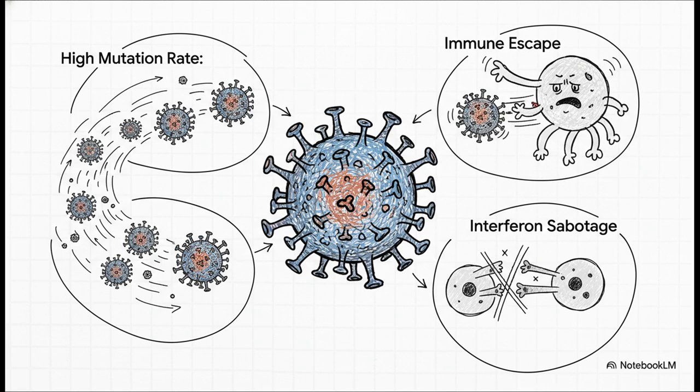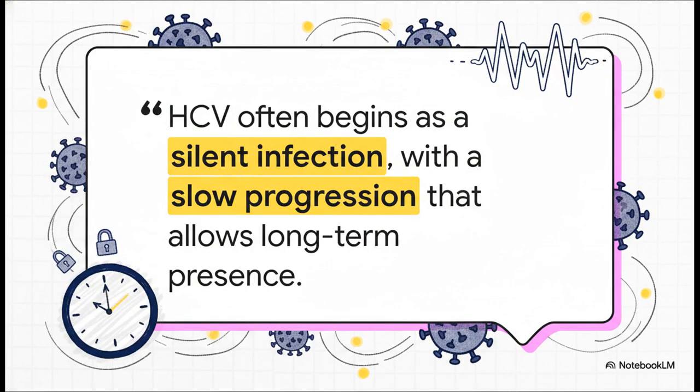With so many slightly different versions of itself running around inside one person, the virus becomes a constantly moving target that the immune system just can't pin down. And on top of that, it actively sabotages the body's alarm system by messing with our natural antiviral signals called interferons. So all of this adds up to one incredibly sneaky virus. Its ability to cause a slow, silent infection is exactly what allows it to establish that long-term foothold, doing serious damage for years before a person even realizes they're infected.